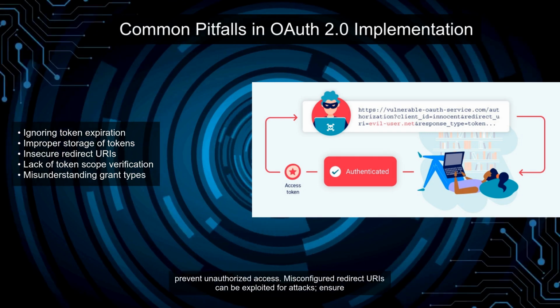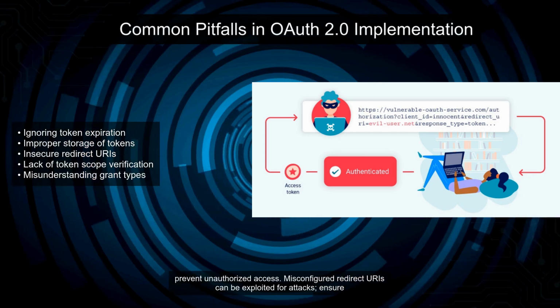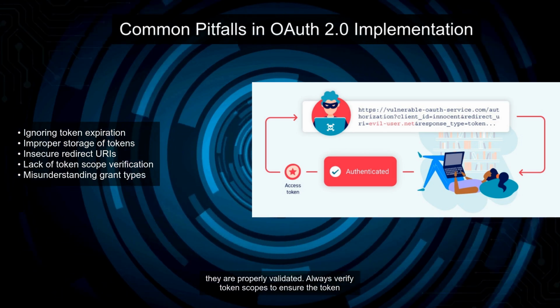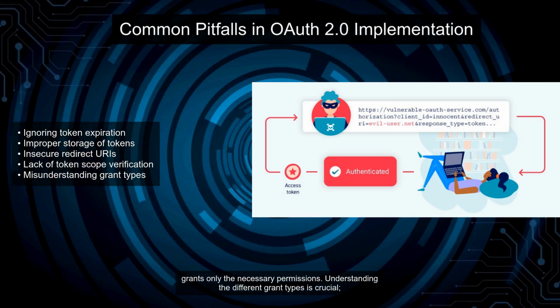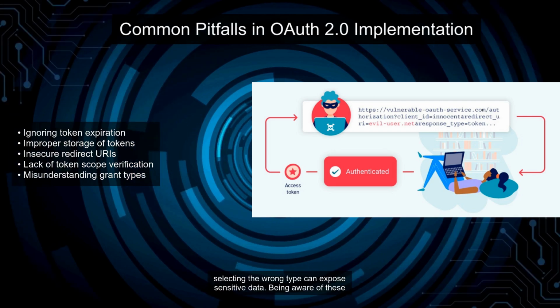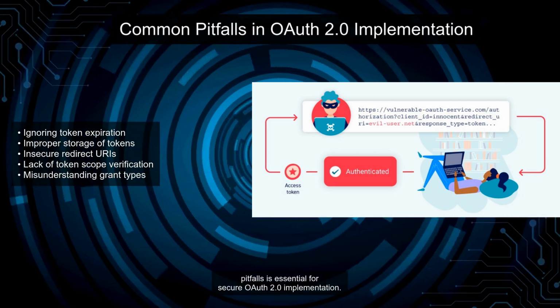Tokens should be stored securely to prevent unauthorized access. Misconfigured redirect URIs can be exploited for attacks. Ensure they are properly validated. Always verify token scopes to ensure the token grants only the necessary permissions. Understanding the different grant types is crucial. Selecting the wrong type can expose sensitive data. Being aware of these pitfalls is essential for secure OAuth 2.0 implementation.